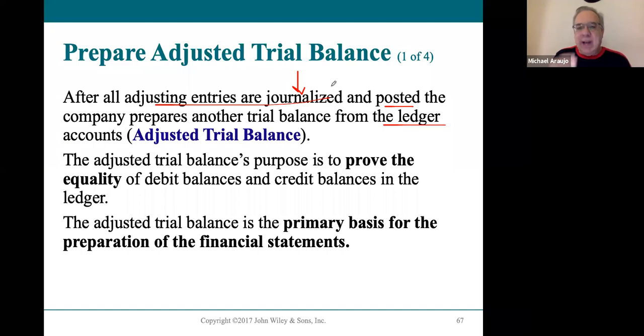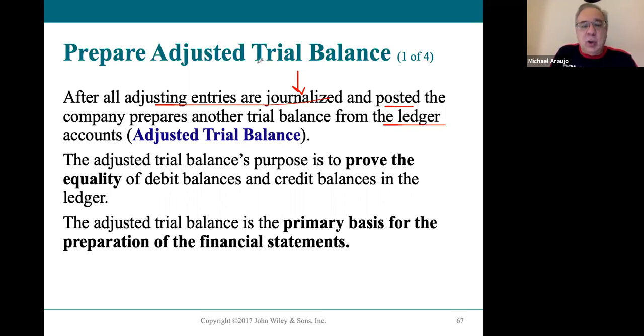In learning objective 2, you had supplies expense and supplies. You had insurance expense and prepaid insurance. You had depreciation expense and accumulated depreciation. You had unearned revenue and service revenue. In learning objective 3, you had accounts receivable and service revenue. You had your interest expense and interest payable. You had your salaries and wages expense and salaries payable. So those entries with those accounts, those are the only accounts that are going to be affected.